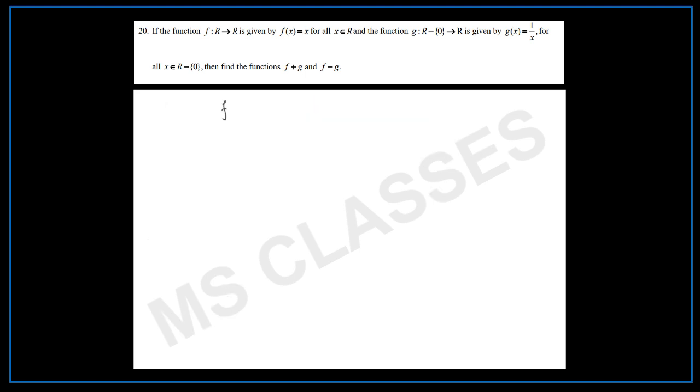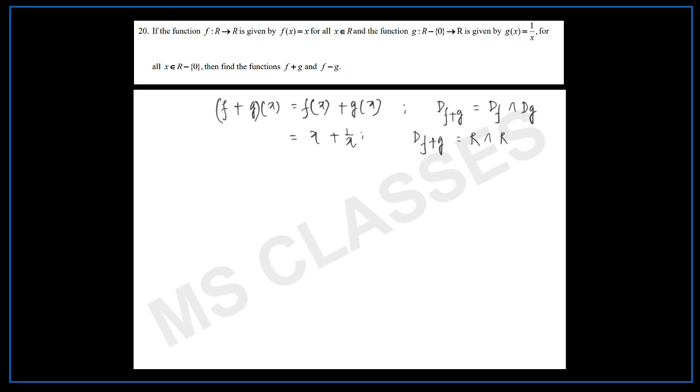Now f plus g of x equals f of x plus g of x, provided the domain of f plus g equals domain of f intersection domain of g. Now f plus g of x is x plus 1 by x. Now domain of f plus g will be R intersection R minus 0. That gives us R minus the set containing 0. That is the required domain of this one, that is x is not equal to 0.